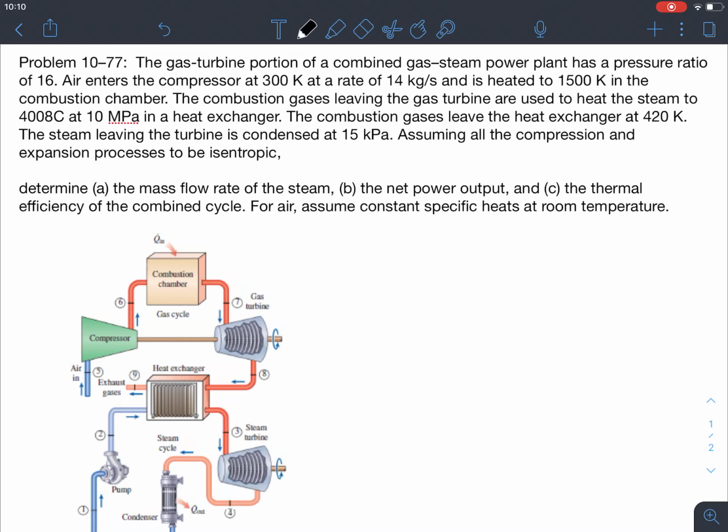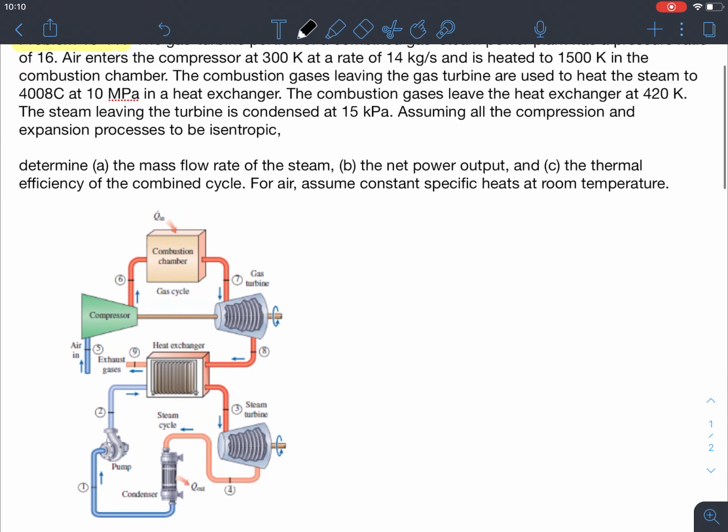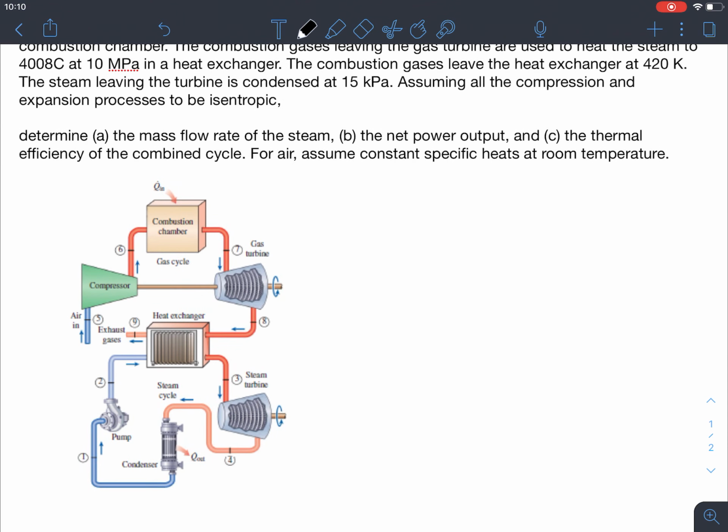Alright class, let's go ahead and solve a problem based on the combined vapor power cycle. In this problem, problem number 10.77 from the textbook, it's telling us that it's a combined gas and vapor power cycle.